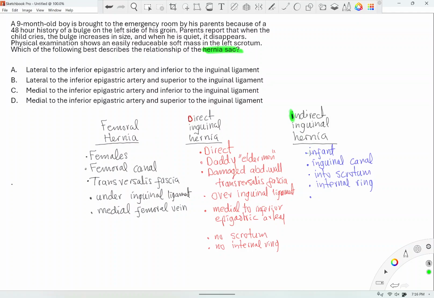Indirect eye, it occurs in infants. It involves the inguinal canal. It goes into the scrotum. It involves the internal ring. Okay, so when I do it that way, for my sake of memorization, it helps me.